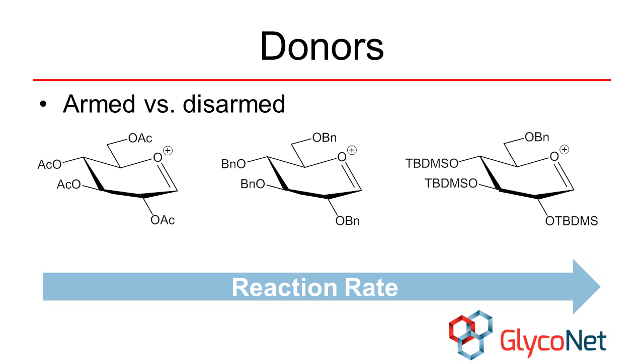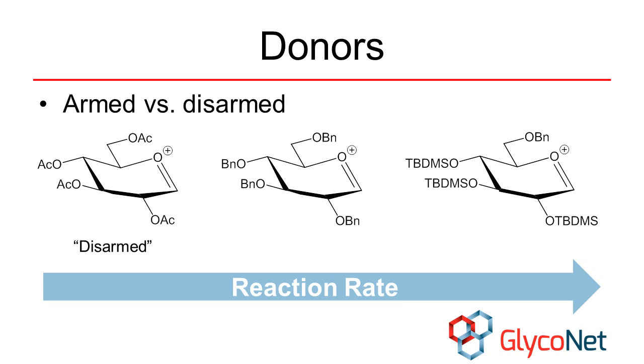The choice of protecting groups on a donor or acceptor molecule can greatly influence its reactivity. This concept is discussed in the protecting groups module. The formation of the oxocarbenium ion is usually the rate-limiting step in any glycosylation. Electron-withdrawing protecting groups pull electron density from the reaction center through induction, destabilizing the positively charged oxocarbenium ion intermediate and slowing down the overall reaction rate. Such donors are said to be disarmed.